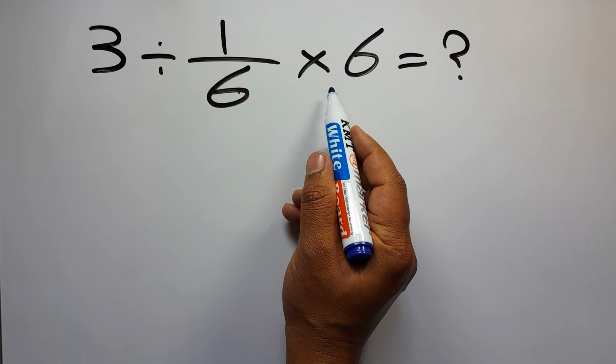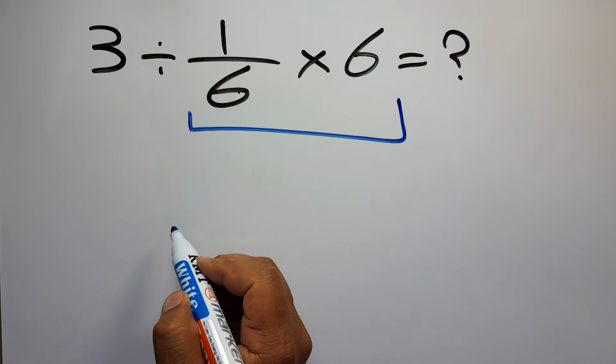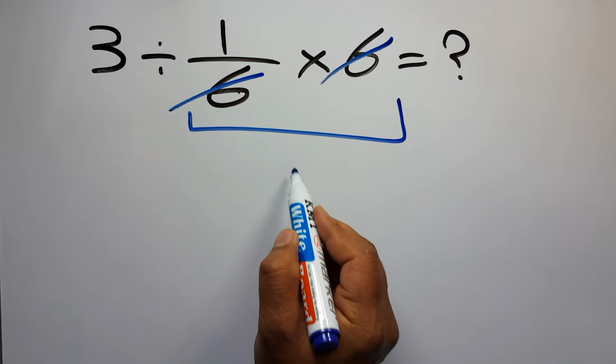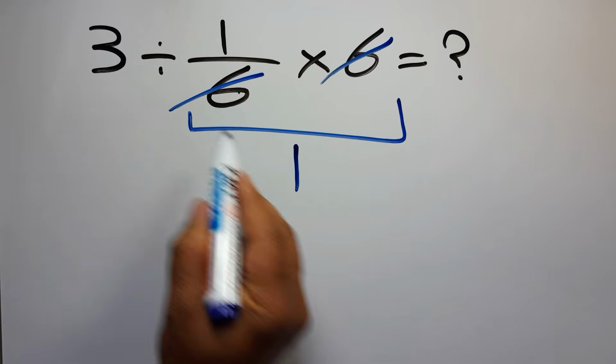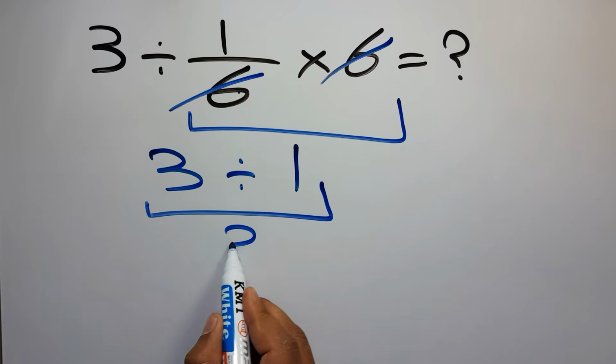First, we do this multiplication: 1 over 6 times 6. We can easily cancel this 6 and this 6. So here we have just 1. And 3 divided by 1 equals 3.